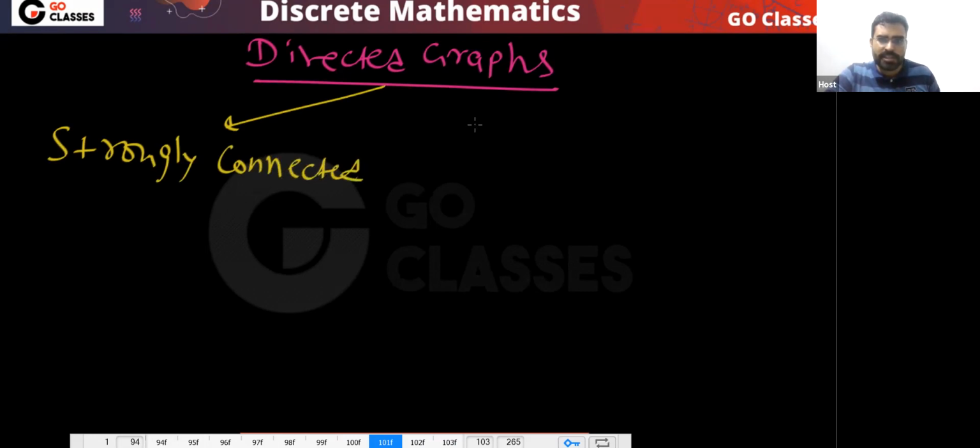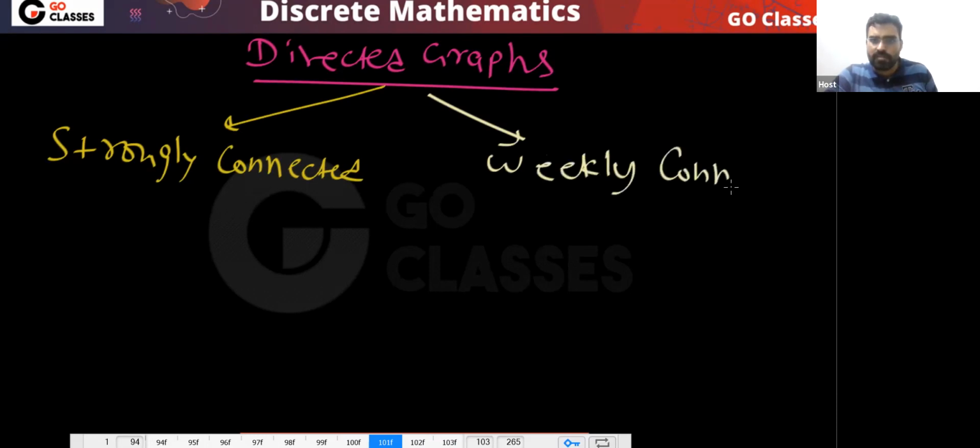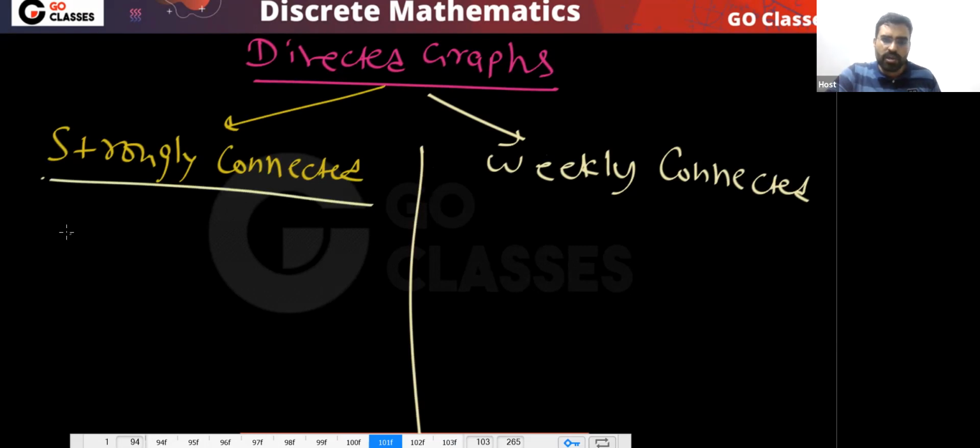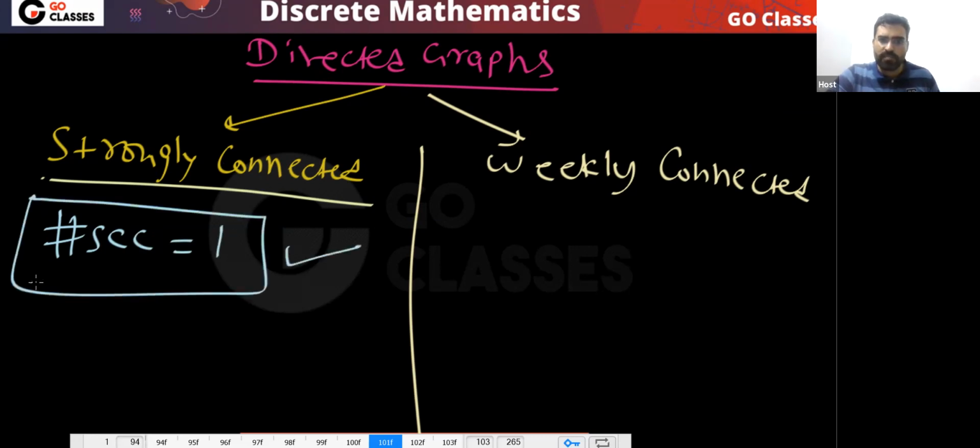And one important class is weakly connected. These are not opposite of each other. Remember, these are not opposite of each other. The definitions are completely different. Strongly connected means the number of strongly connected components is one.